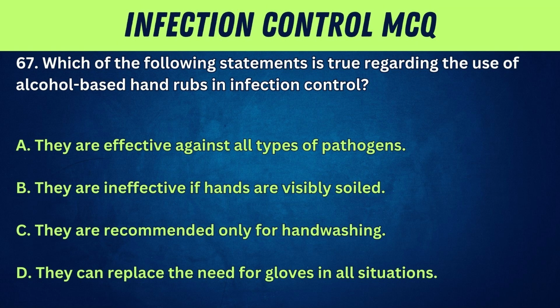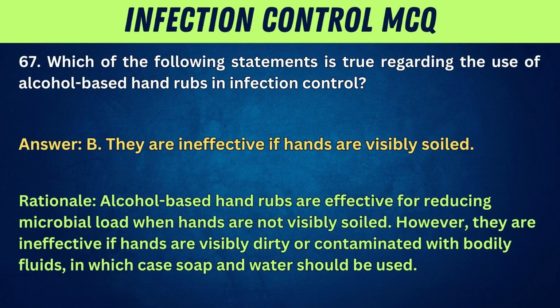67. Which of the following statements is true regarding the use of alcohol-based hand rubs in infection control? A. They are effective against all types of pathogens. B. They are ineffective if hands are visibly soiled. C. They are recommended only for hand washing. D. They can replace the need for gloves in all situations. Answer: B. They are ineffective if hands are visibly soiled.